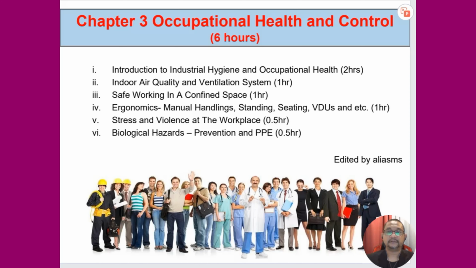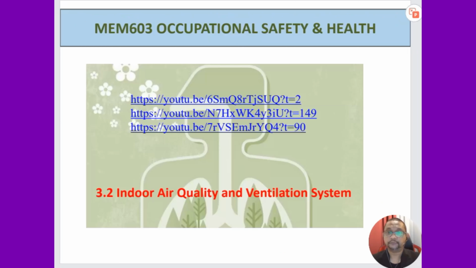For the summary, industrial hygiene is a crucial component of occupational health, aimed at safeguarding workers from potential hazards and creating a safer, healthier work environment. Chapter number 2, indoor air quality and ventilation system. Before I go further on this subchapter, in your free time, watch the YouTube videos number 1 and number 3 about the introduction of indoor air quality.